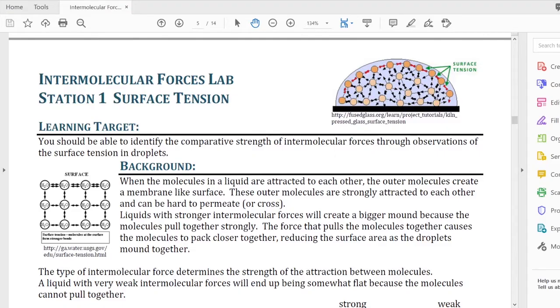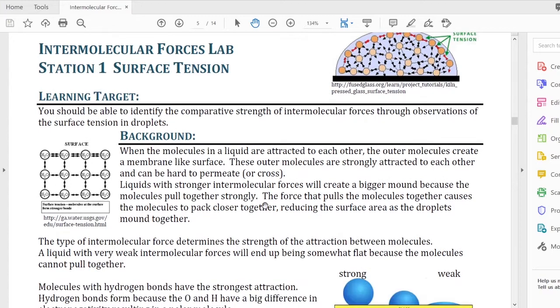Okay, so this is our station 1, surface tension, and I just wanted to give you a background of what surface tension is. When we're talking about surface tension, and we'll talk about it more in the lab as well, it's when the molecules have very strong intermolecular forces that want to keep them together. They want to hold together, and that's when we get that mound, like you'll see in some of the substances in the lab.